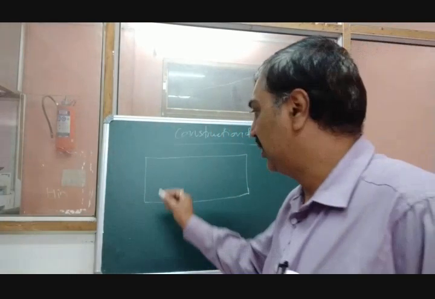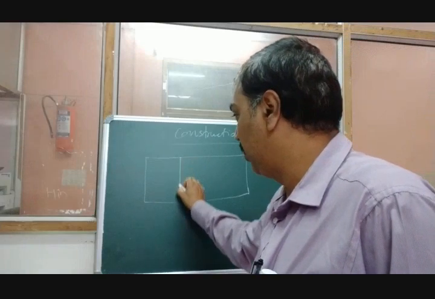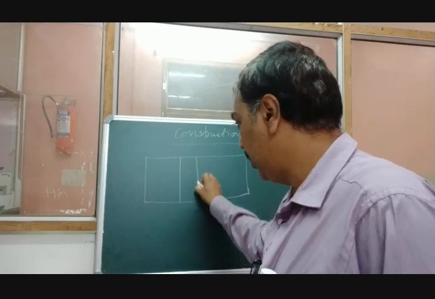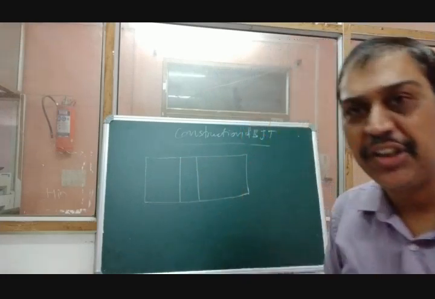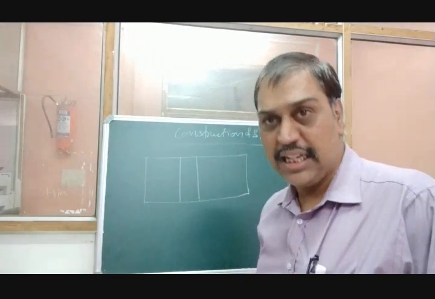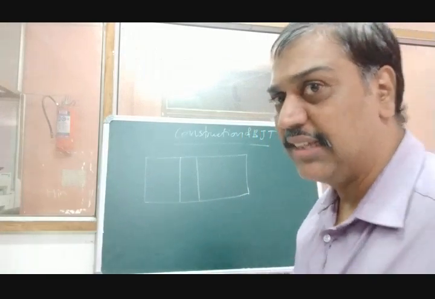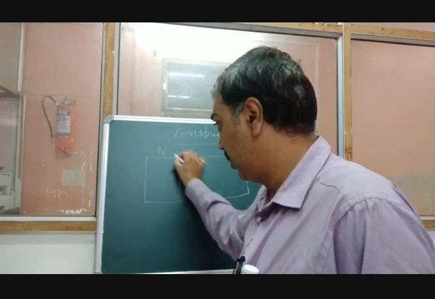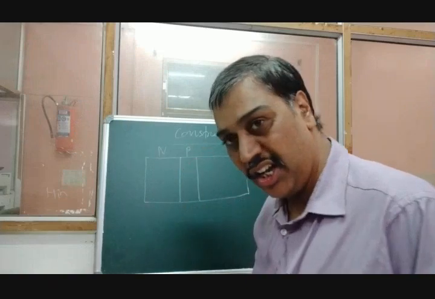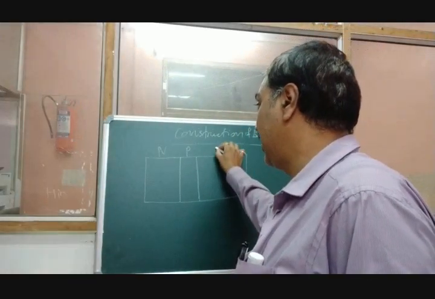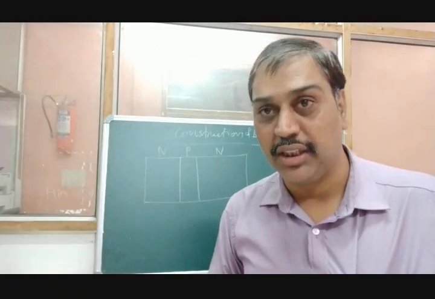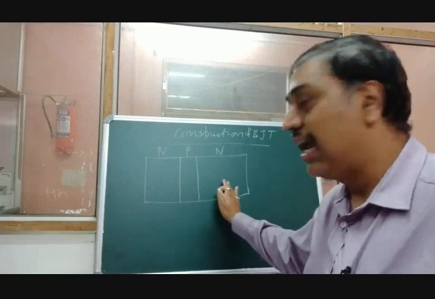Out of this, the first is the moderate region. Then we can draw this as a small region, and this is said to be the large region. These three regions are there in a transistor. Suppose we consider this as an NPN transistor. Suppose this region is made up of N-type semiconductor, this is made up of P-type semiconductor, and again this is made up of N-type semiconductor. Then this is said to be an NPN transistor: N region, P region, and N region.